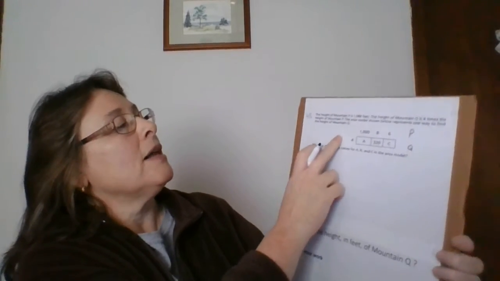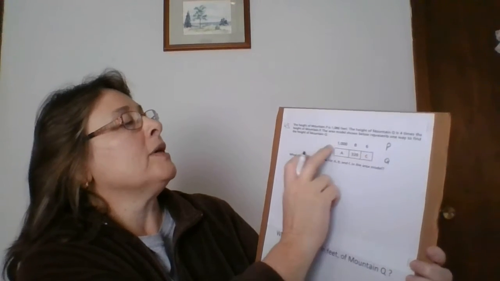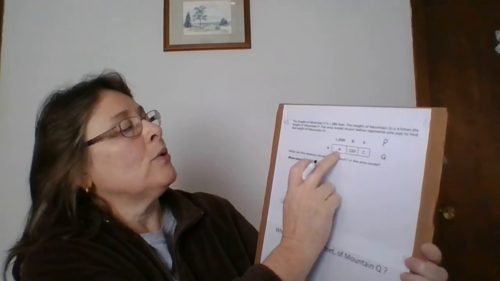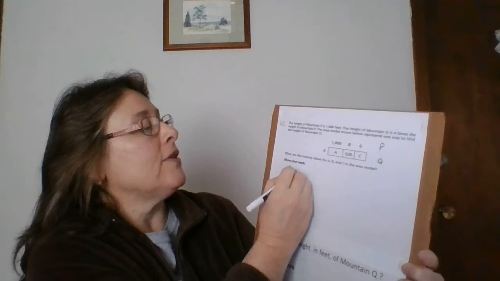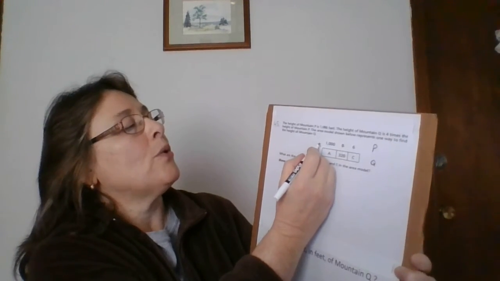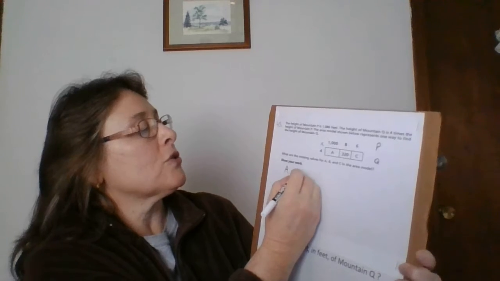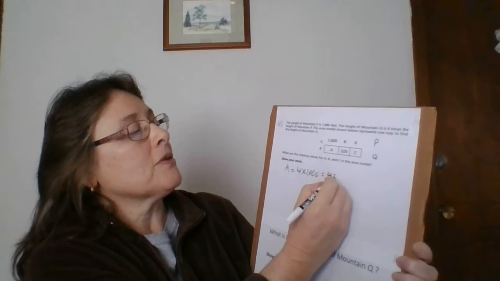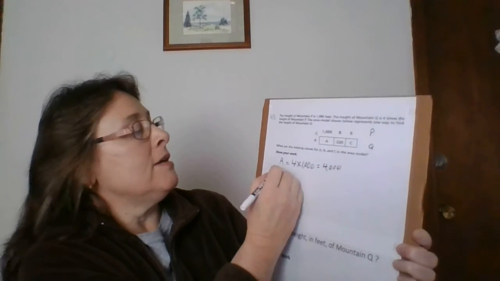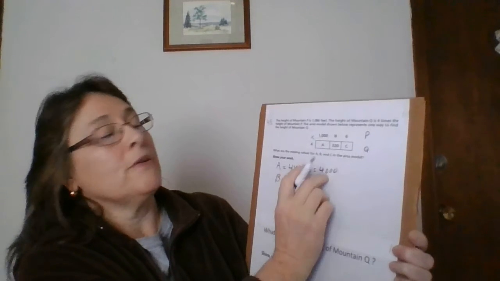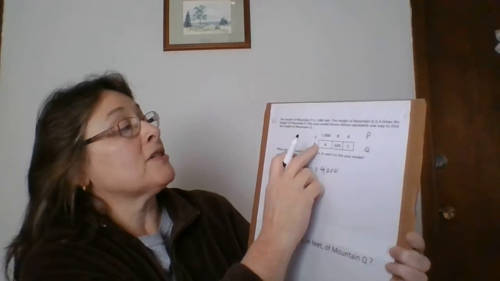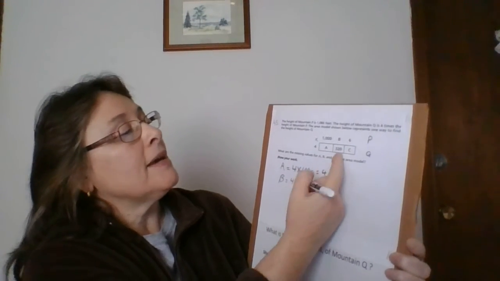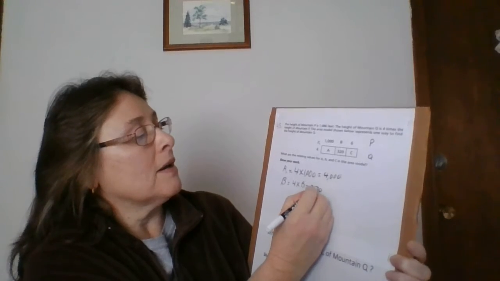So, since they're telling me in order to find mountain Q, it says it's 4 times that of mountain P, in order to find my value for A, I'm going to do 4 times 1,000. So, 4 times 1,000 is 4,000. Then, to find the missing digit for letter B, it's going to be 4 times B, and that gives me 320.